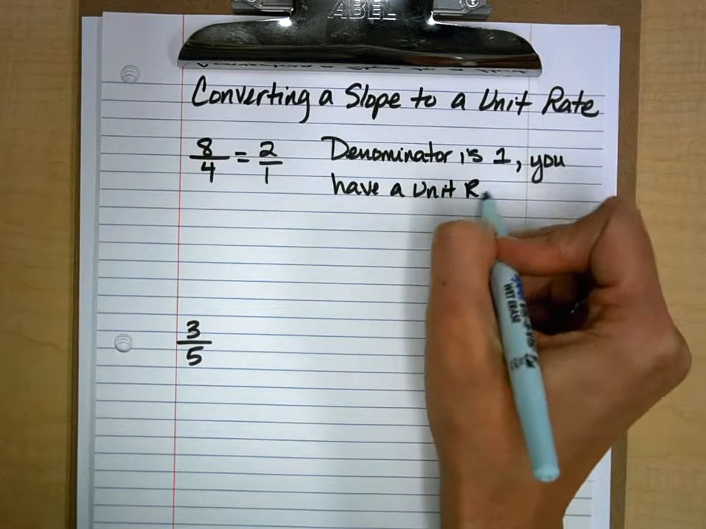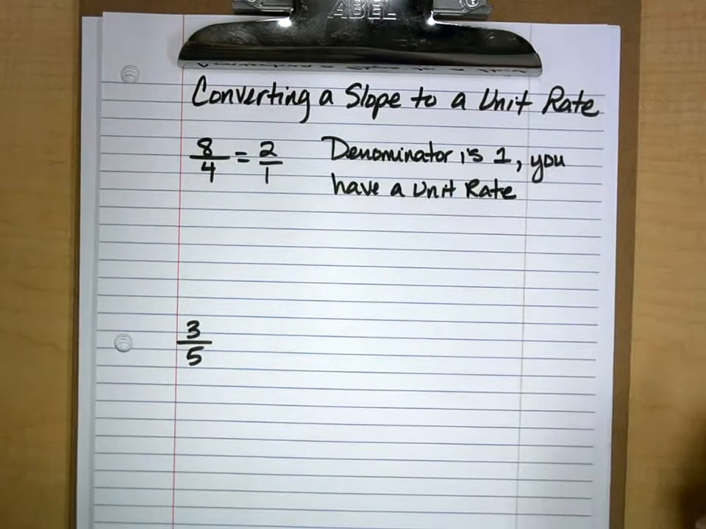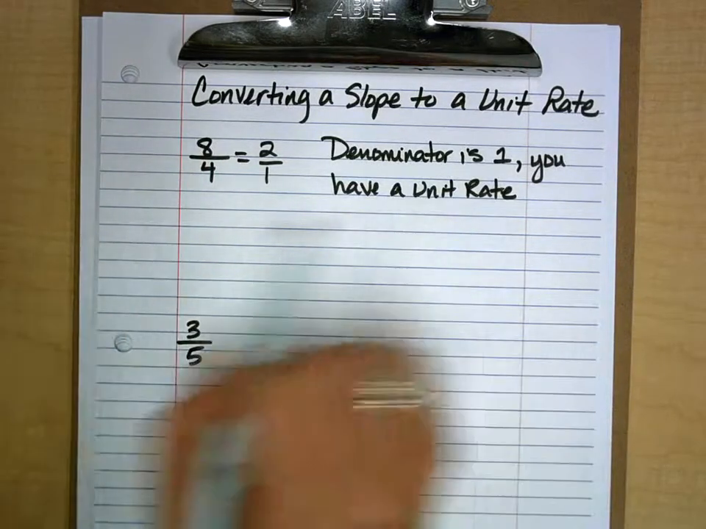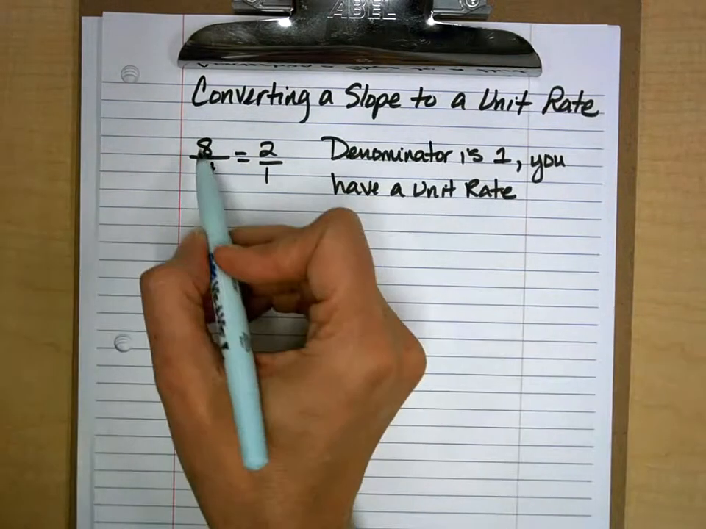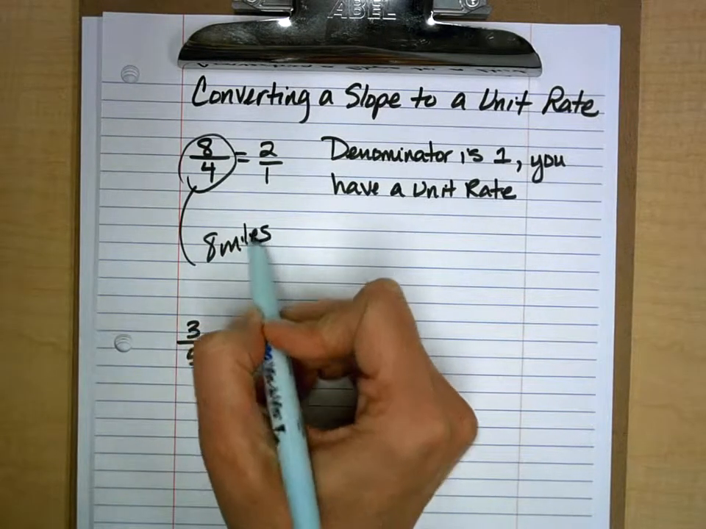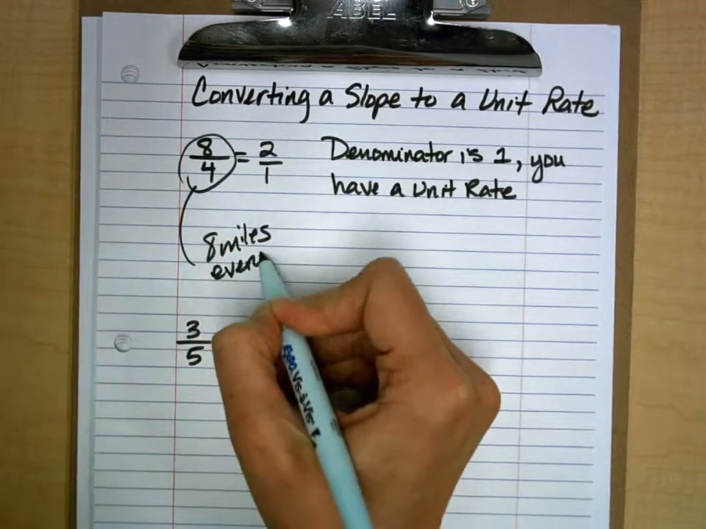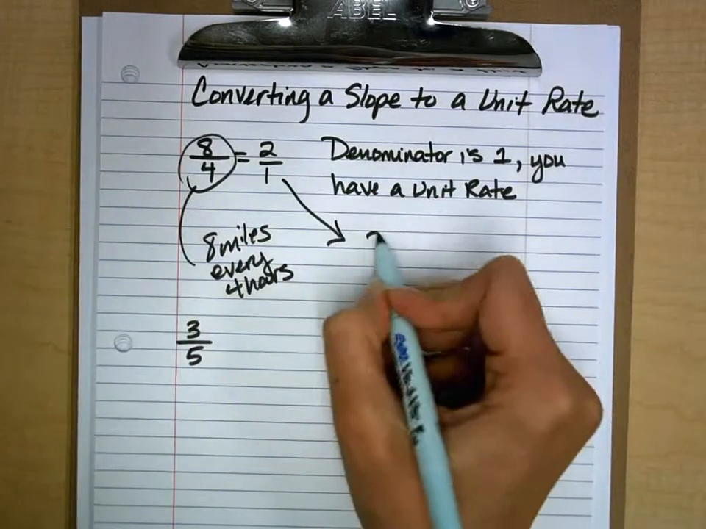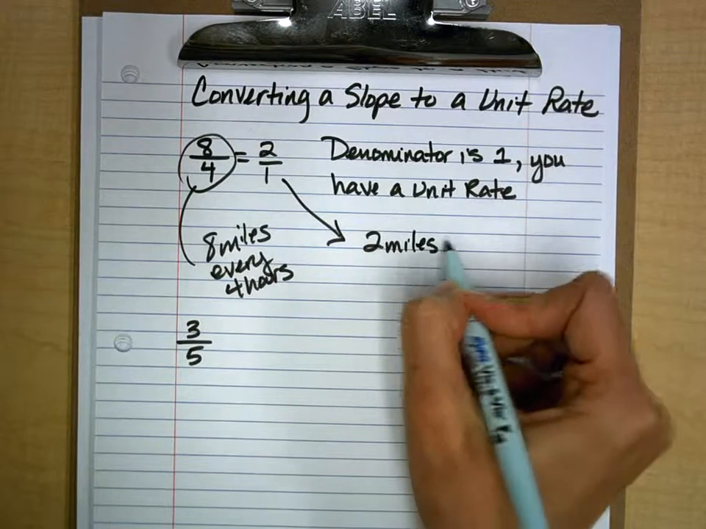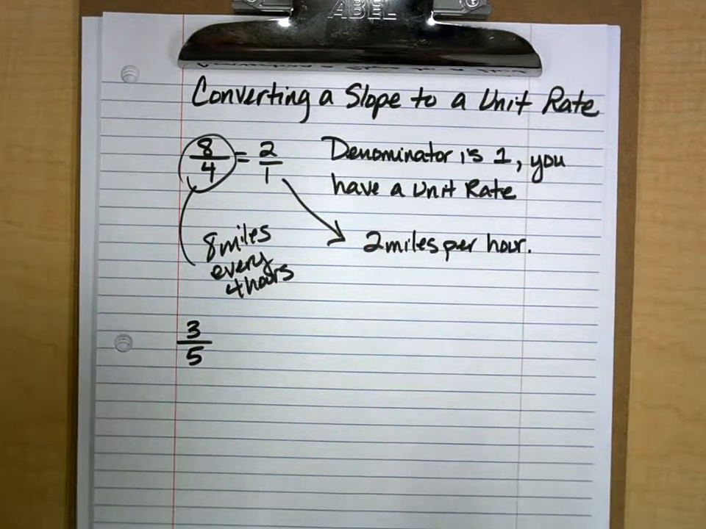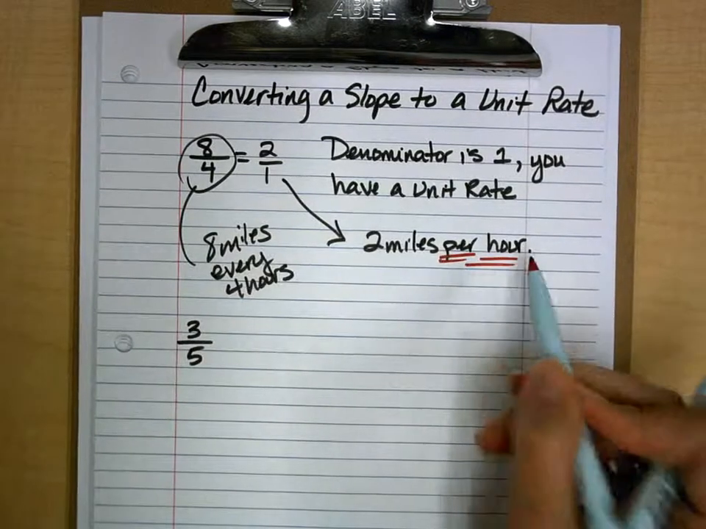Now, regarding unit rates, that actually means you're going to have units attached. So you should have some descriptors here. This should be going with a graph that has labels. For instance, this could mean 8 miles every 4 hours. And that would mean that this one would mean 2 miles per hour. And that's the reason we want a unit rate, is because we want that per 1 unit.